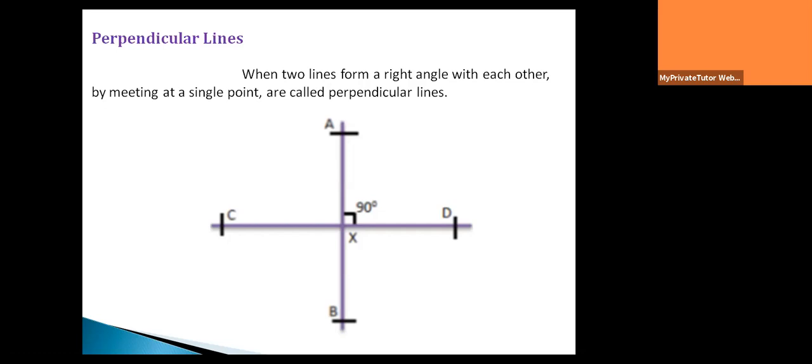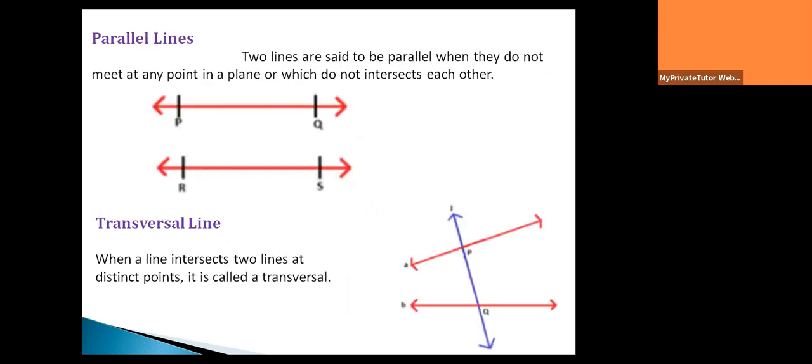Okay. So perpendicular. Parallel lines, just have a look at the parallel lines. Two lines are said to be parallel when they do not meet at any point. Also, they never intersect. The distance between the two parallel lines is always the same.